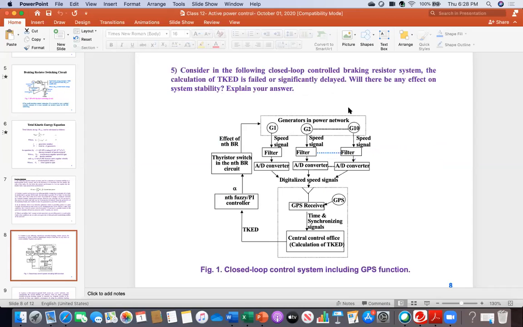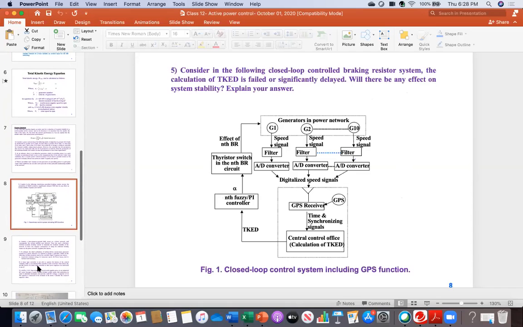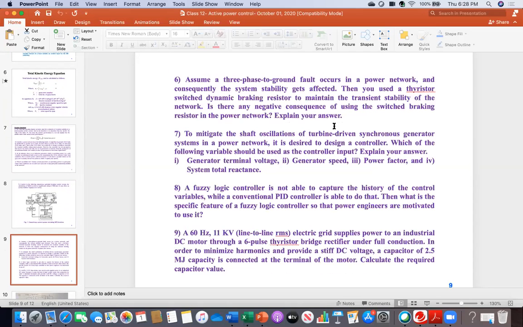So everybody see the answer to this question, that if the calculation of TKED failed or is significantly delayed, there will be an impact on the system stability. The system might be unstable, or the system response might be oscillating. That will be damaging or detrimental for the connected devices and connected system. Everybody, could you follow me? Yes, Dr. Yes, Ali. Yes, sir. Okay. So now further moving forward, much more questions.